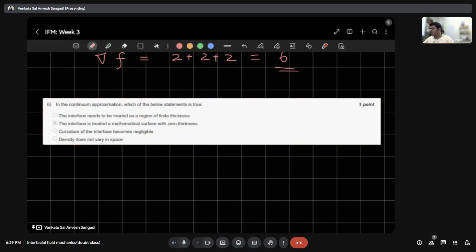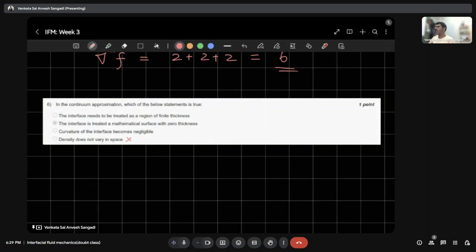So the next question says, in continuum approximation, which of the below statements is true? So we'll go over the statements. The first statement says the interface needs to be treated as a region of finite thickness. The second option is the interface is treated as a mathematical surface with zero thickness. Curvature of the interface becomes negligible. Density does not vary in stress. So the last one is wrong.